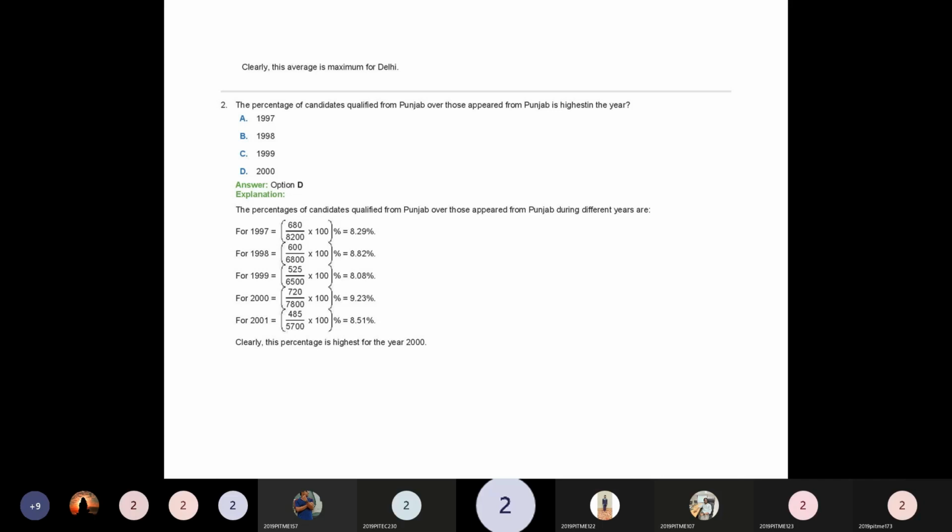Now, what is the highest percentage among these 5 data? Comparing 8.29 to 8.5, 9.23 is the highest percentage. So 9.23% qualified in 2000, in Punjab. So option D is correct.